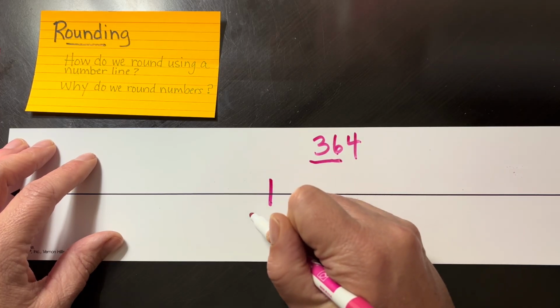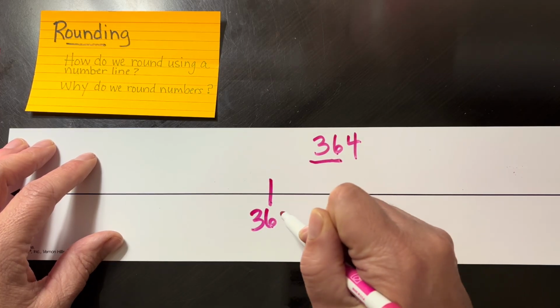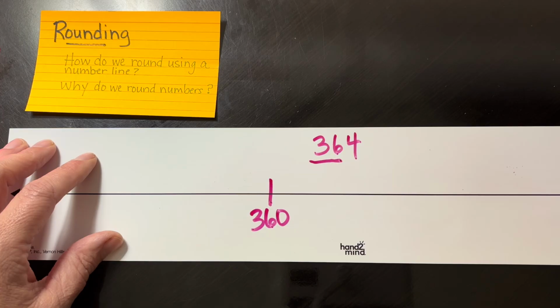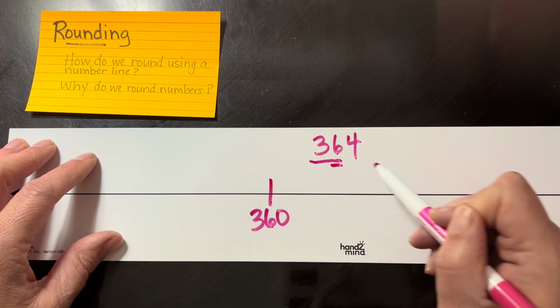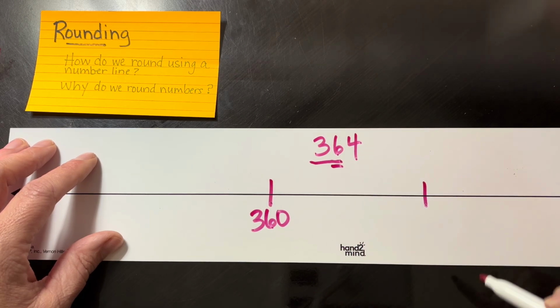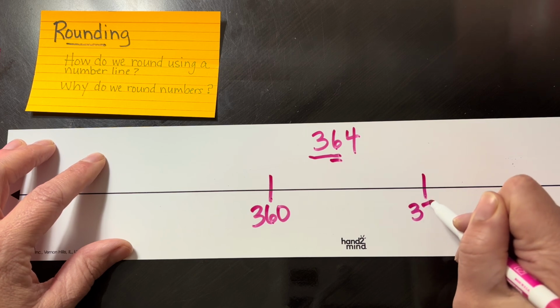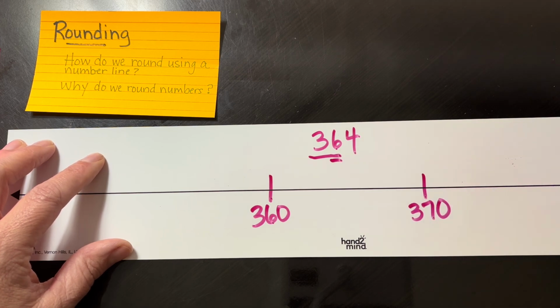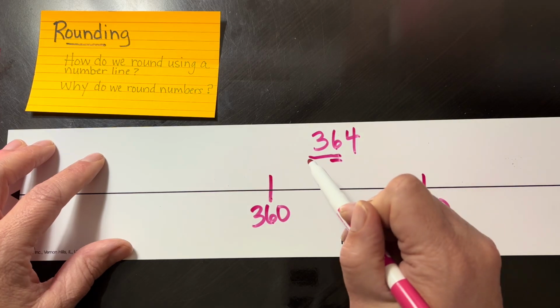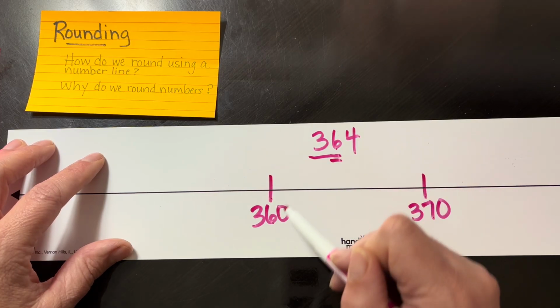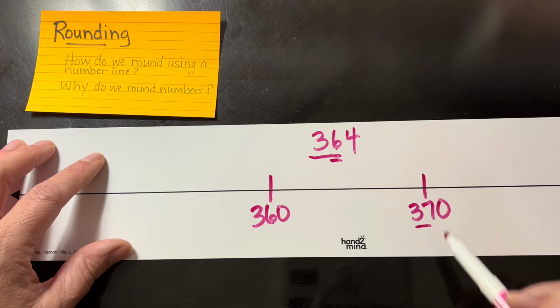So on my number line, I have 36 tens and no ones would be my first value. Remember, we're rounding to the nearest tens, so I would want to go 10 higher than 360. 10 higher than 360 is 370. Or, instead of 36 tens, one more 10, 37 tens.